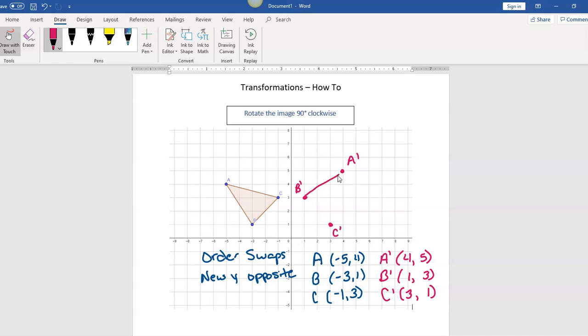And then I am just connecting those dots. And I have now drawn my 90-degree rotation using my rules that say to swap the order and make the new y an opposite.